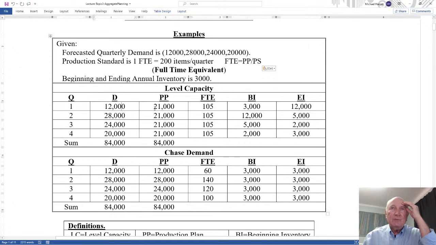But throughout the year, we're going to be producing 21,000, but our demand varies throughout the year. So what is going to be our inventory? Well, here we have our beginning inventory, and this is a make to stock operation. Remember in the first lecture, this is make to stock. We have a beginning inventory of 3,000. Our production of 21,000 is going into that inventory. So 3,000 plus 21,000 is 24,000. Our demand is coming out of that inventory to satisfy demand. So minus 12,000 leaves an ending inventory of 12,000.